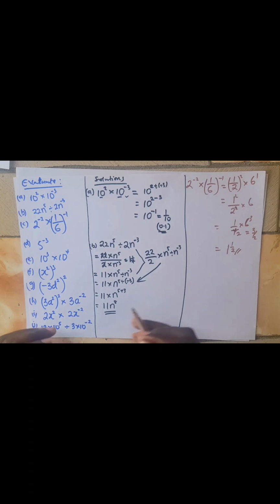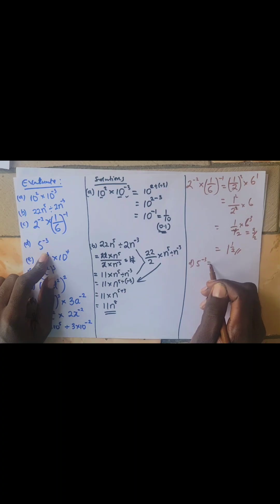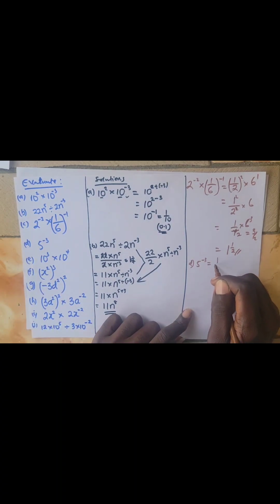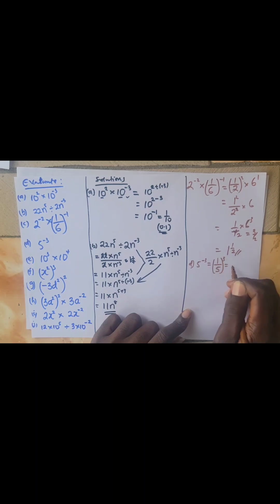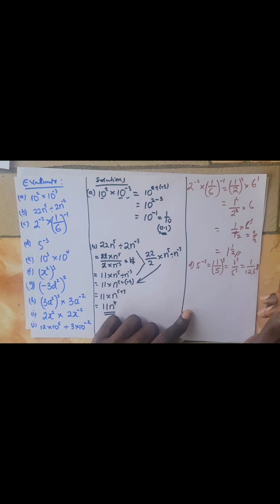The next one, D. 5 raised to the power minus 3 is equal to 1 over 5 all raised to the power 3. Don't need to tell you that this is 1 raised to the power 3 over 5 raised to the power 3. You know the laws we are putting on. 5 times 5 times 5 is 125.